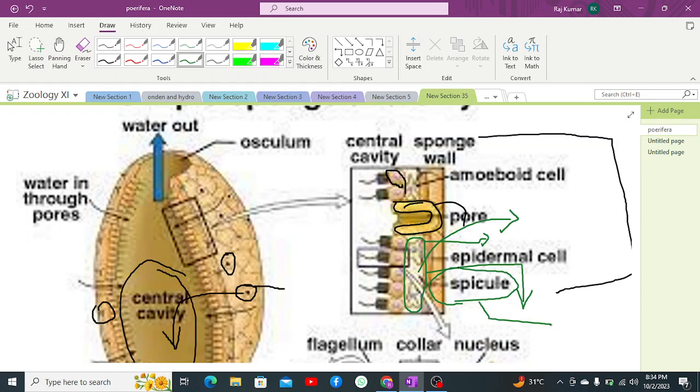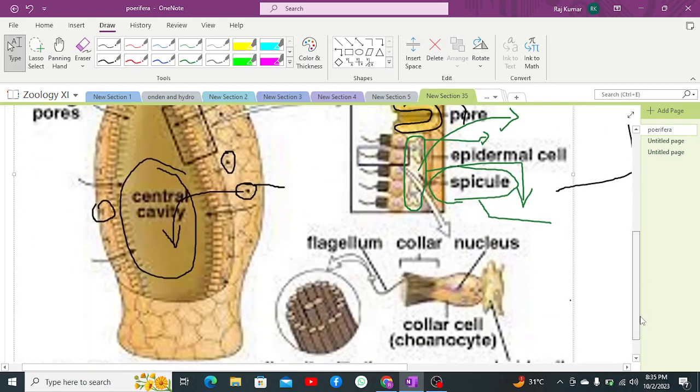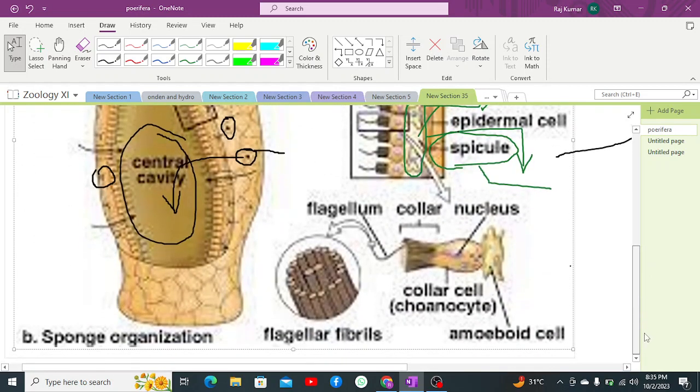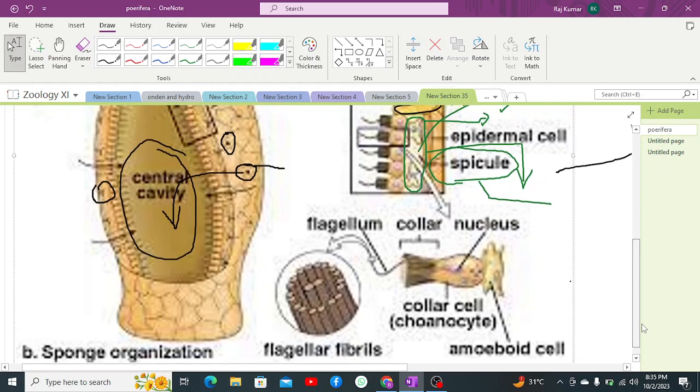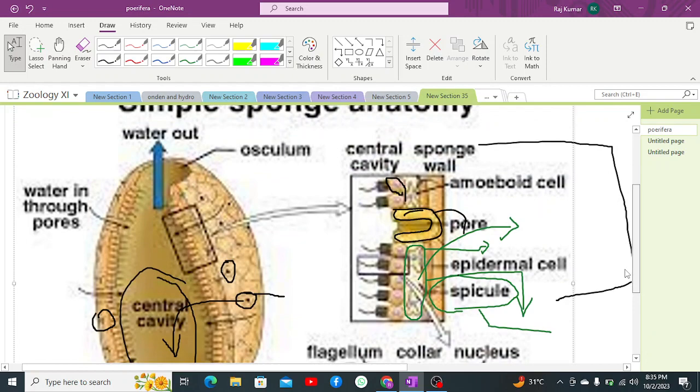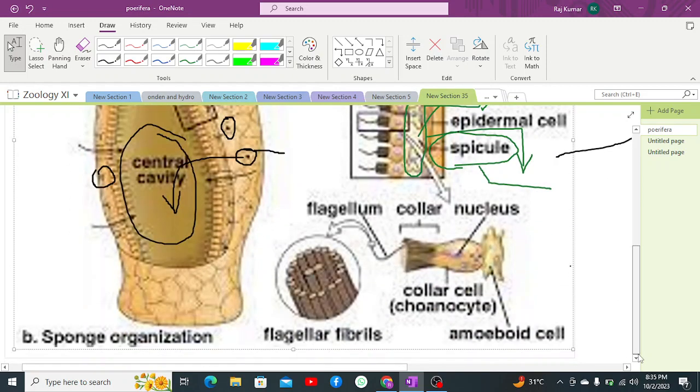The spicules provide rigidity and support to the sponge wall, whereas another structure is present, known as spongin fibers. Spongin fibers, as the name suggests, are fibrous proteins, proteinaceous in nature. They provide support by maintaining the shape of the sponge wall, and spicules and spongin fibers collectively form the endoskeleton of the sponge body. Apart from this, we are left with some other structures. So this is the basic structure of how it actually occurs.